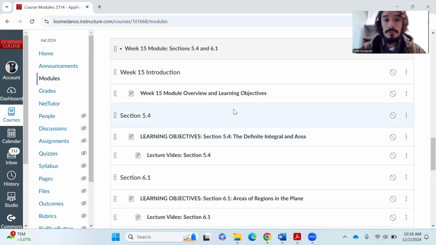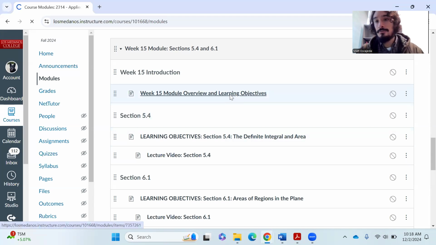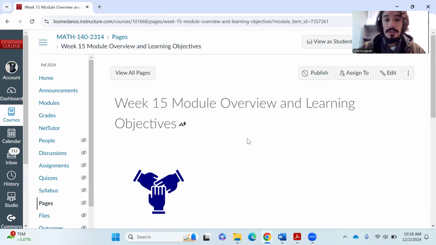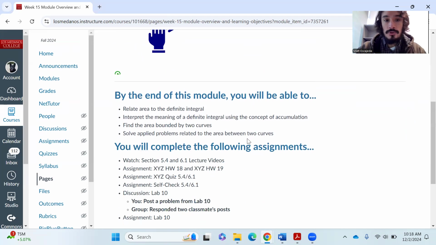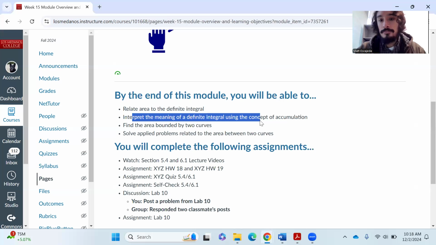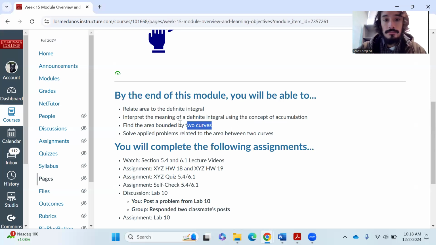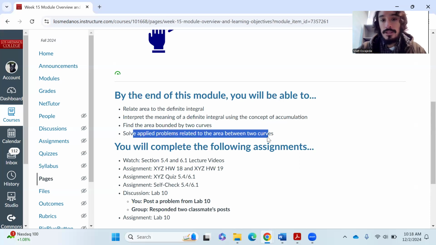So let's go ahead and go through the module overview and learning objectives to see what's going on for these two sections. So for week 15, we're going to relate area to definite integral, interpret the meaning of a definite integral using the concept of accumulation, find the area bounded between two curves, and solve applied problems related to area between two curves.